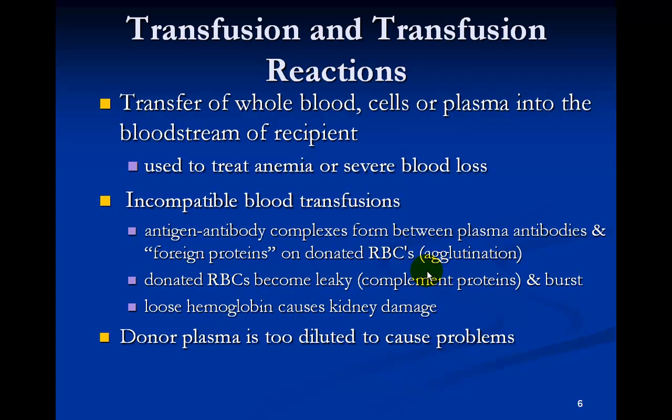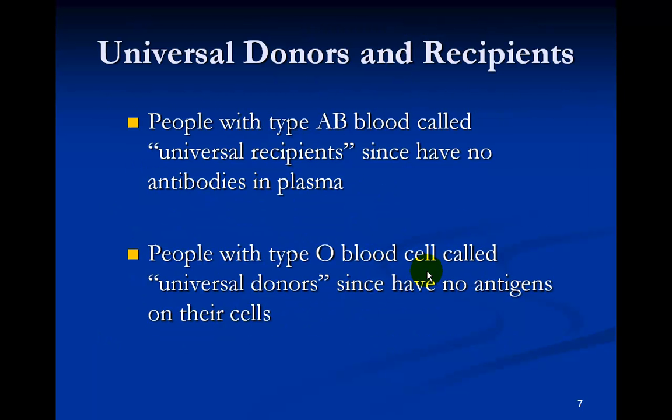Well, antigen-antibody complexes form between the plasma antibodies and the foreign proteins on the donated red blood cells. And this causes agglutination, clumping of the red blood cells. Donated red blood cells can also become leaky, and they burst. And that loose hemoglobin in your bloodstream can cause significant kidney damage. Well, when you donate plasma, one of the benefits is that plasma does not contain very many red blood cells. It's really too diluted to cause any problems. So you can give a person plasma, which helps maintain blood volume.